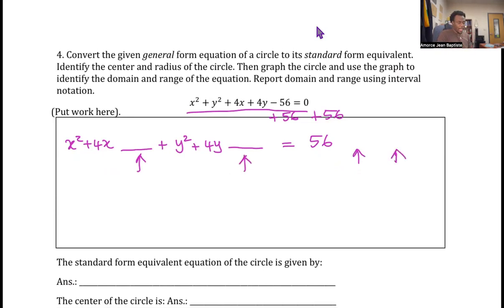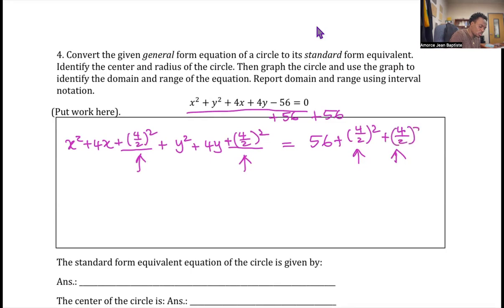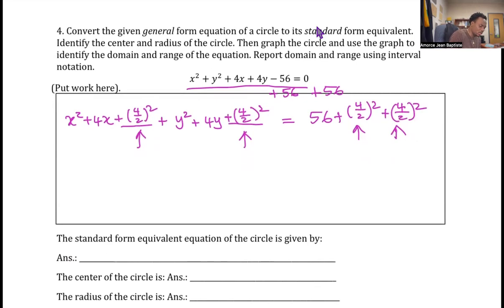Now, what do we add? We should add the coefficient of x, divided by 2, squared. So that's 4 divided by 2 squared. I should do it here too, 4 divided by 2 squared. We will do the same thing for y. This coefficient, we divide it by 2 and square it. So we do the same thing here: the coefficient of y, divided by 2, squared. Now let me rewrite this in a better format.